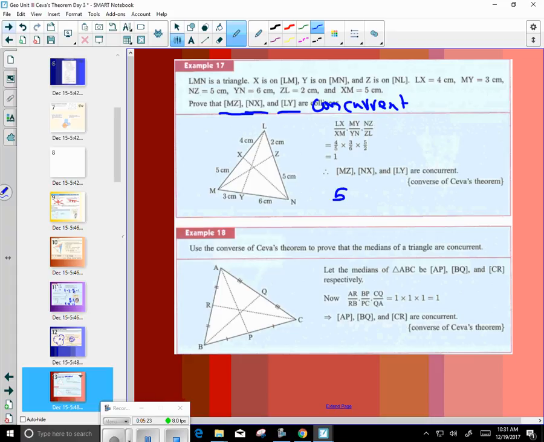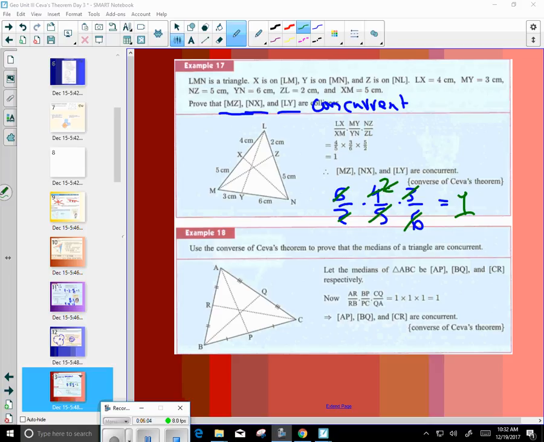Start at N. 5 is to 2, as 4 is to 5, as 3 is to 6. We'll see what that equals. Now, what should it be equal to? It should be 1. So this cancels out. 2 and 2, 2, 6. So is it equal to 1? Yes, it is. So MZ, NX, and LY are concurrent. Taking a look at this, does this seem obvious? If it works, they're concurrent. Did I go too fast on that?